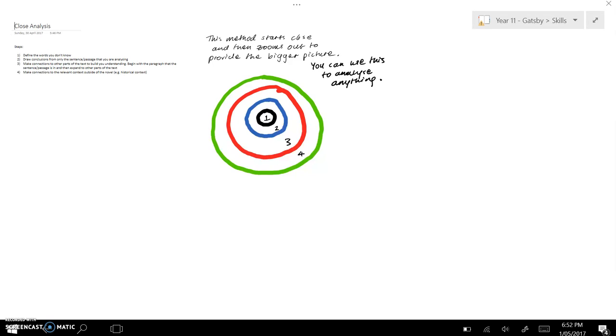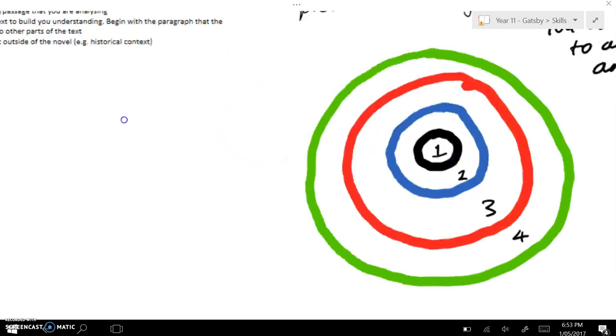The great thing about close analysis is that it's not just about applying it to texts. You can actually apply this to anything, to analyze anything. The basic concept is to look at something really closely, to take it apart on a really micro level, and then gradually expand out to a macro level where you are connecting to the bigger picture. And that's what I'm going to try and show in this video.